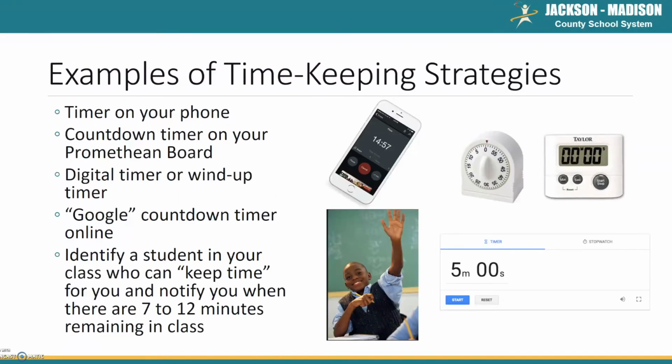Here we see some examples of timekeeping strategies. You can use the timer on your phone, on your Promethean board, or use the online Google Timer feature. You may also want to designate a student to be your timekeeper and notify you when there are 7 to 12 minutes remaining in class.